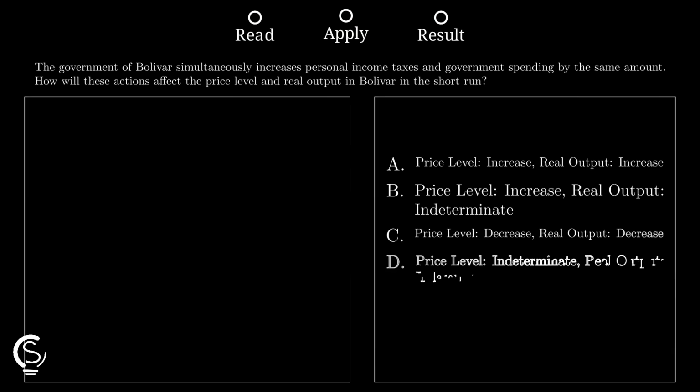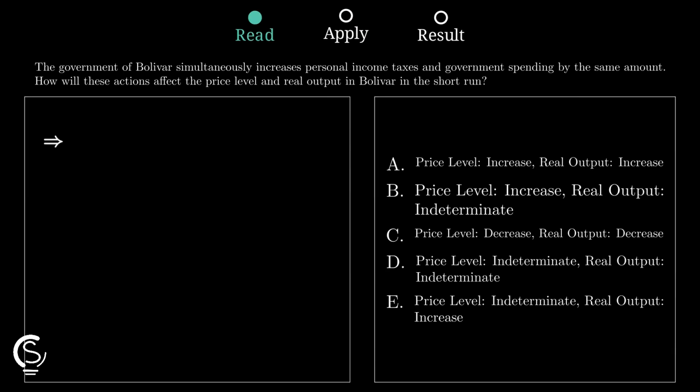Equal increases in government spending and personal income taxes create a balanced budget expansion because spending raises aggregate demand directly, while higher taxes reduce consumption by a smaller amount overall. That smaller offset is the key. The balanced budget multiplier is positive, so aggregate demand shifts right, which pushes real output up in the short run.